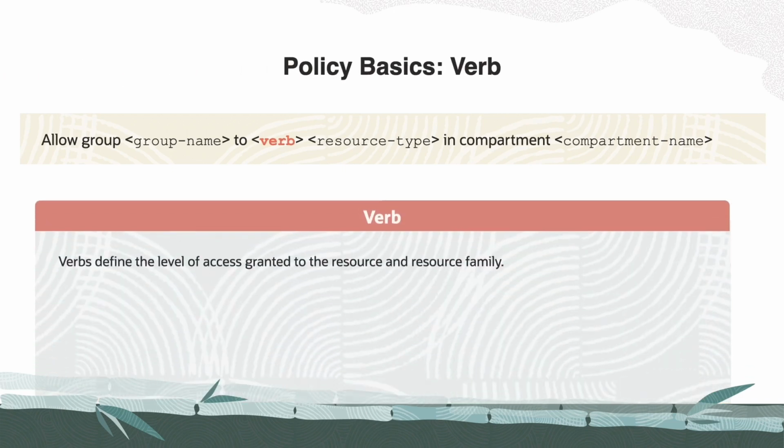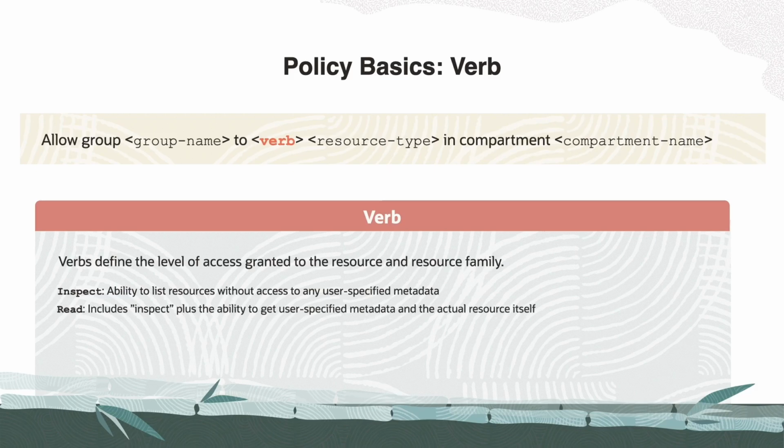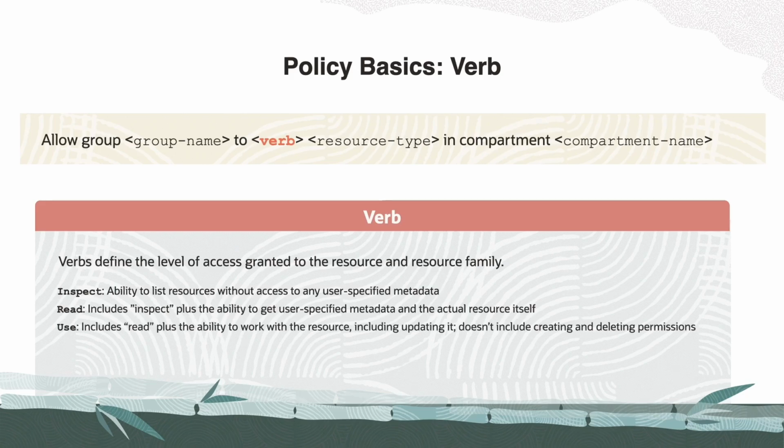Verbs define the level of access that would be permitted to the resource or resource family. Verbs include, from least to most permissive, inspect, which gives the ability to list resources without access to any user-specified metadata. Read includes inspect plus the ability to get user-specified metadata and the actual resource itself. Use includes read plus the ability to work with the resource, including updating it. Generally, this does not include creating or deleting permissions. And finally, manage, includes all permissions, including creating and deleting.